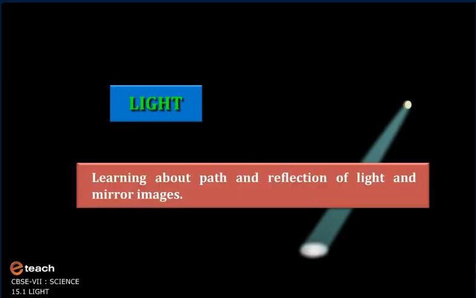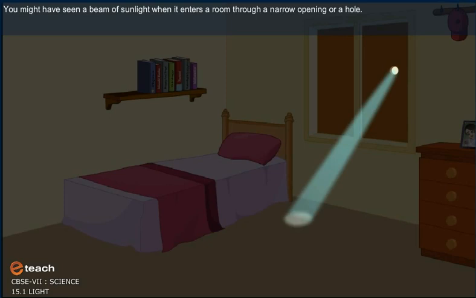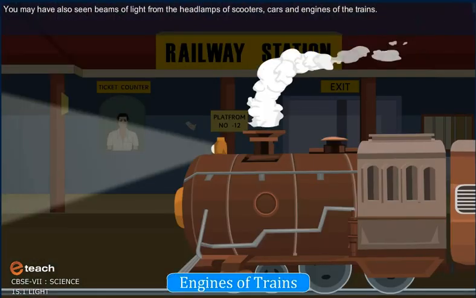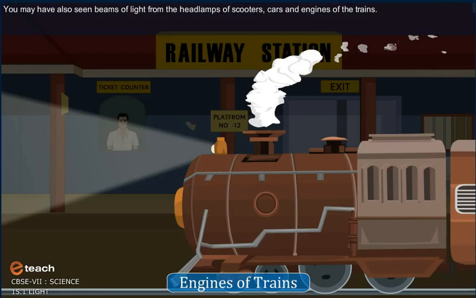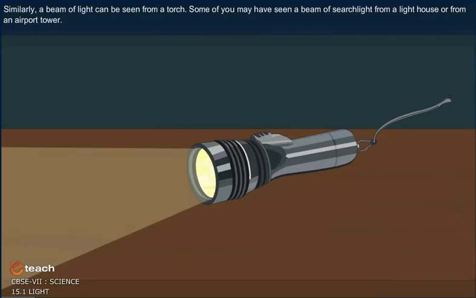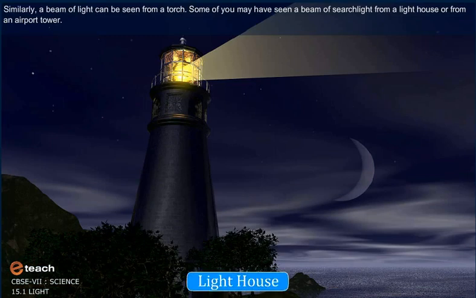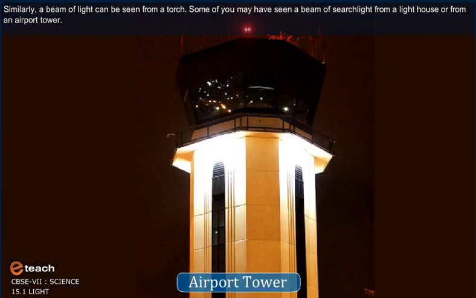Learning about path and reflection of light and mirror images. You might have seen a beam of sunlight when it enters a room through a narrow opening or a hole. You may have also seen beams of light from the headlamps of scooters, cars, and engines of the trains. Similarly, a beam of light can be seen from a torch. Some of you may have seen a beam of searchlight from a lighthouse or from an airport tower.